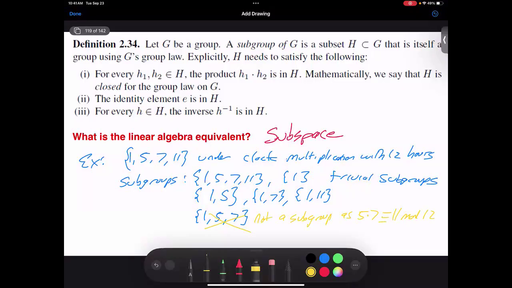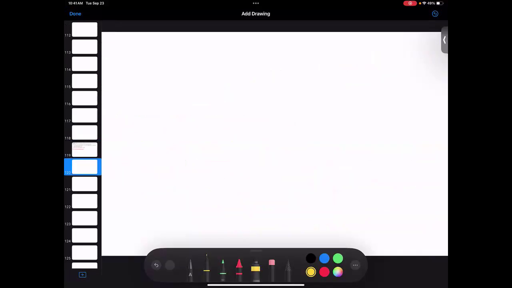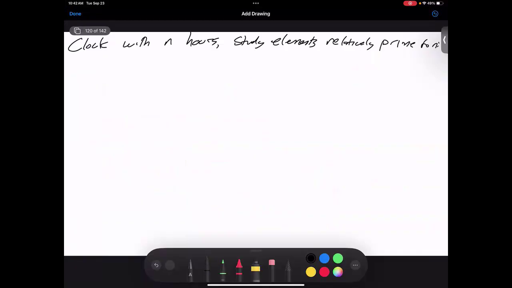So not every set of elements is going to be a subgroup, but a lot of sets of elements will be subgroups. Okay. So the really hard thing is to check which ones work. Okay. So let's look at the clock with n hours, and let's study the elements relatively prime to n.